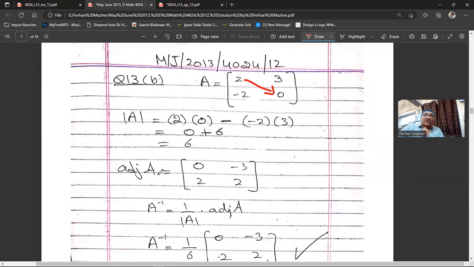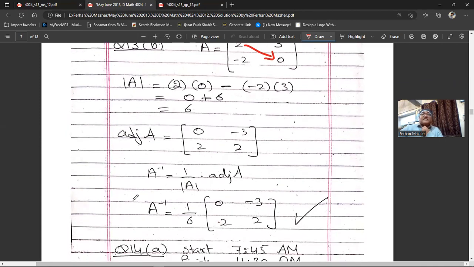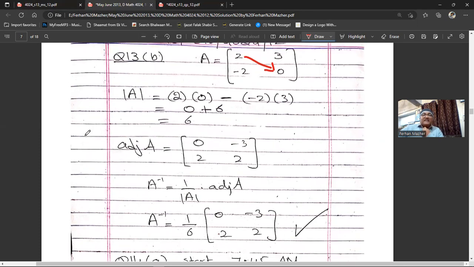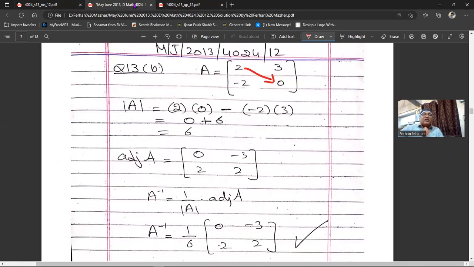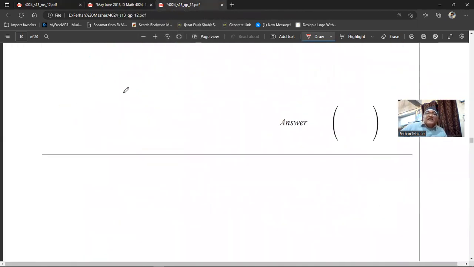Then we have to find out the adjoint. In the adjoint, we change the location of these two numbers, and we change their signs. So we will have 0 and 2, and minus 3 and 2. The inverse is 1 by determinant A into adjoint A. So it will be 1 by 6 into 0 minus 3, 2, and 2. So this is my answer of A inverse. Let's check. A inverse is 1 by 6, 0 minus 3, 2, 2. That is the answer. So hopefully you understand how we find this inverse.